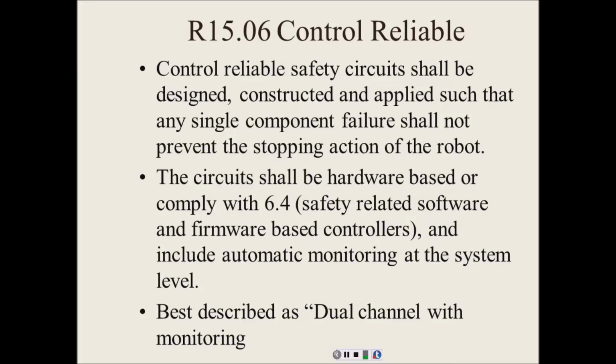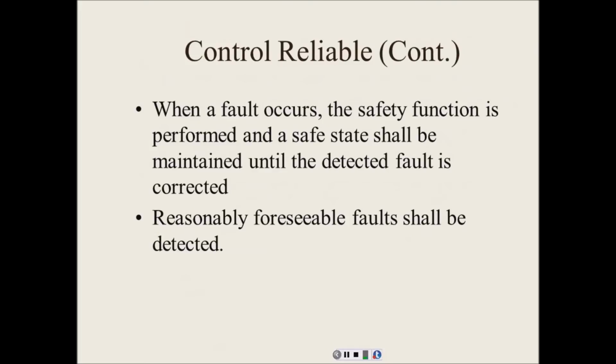So control reliable is best described as dual channel with monitoring. Dual channel means everything's in twos, right? If one fails, you still have the other, but if both of them fail, you're screwed. It's like having a plan A and B and not having a C, right? When a fault occurs, a safety function is performed, and a safe state shall be maintained until the detected fault is corrected.